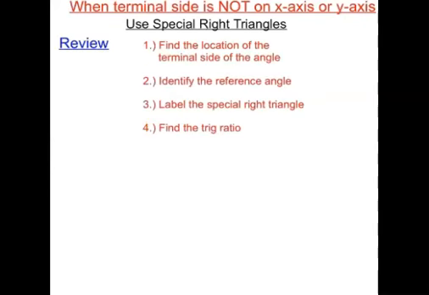Okay, again, a lot of this is review because we're going to be putting things we know together. In a way, there's nothing new today. It's just putting what we know all together. So when the terminal side is not on the x-axis or y-axis, that means we have to draw triangles. So we start by finding the location of the terminal side, figuring out what the reference angle is, drawing the triangle, labeling the sides, and then finding the ratio.